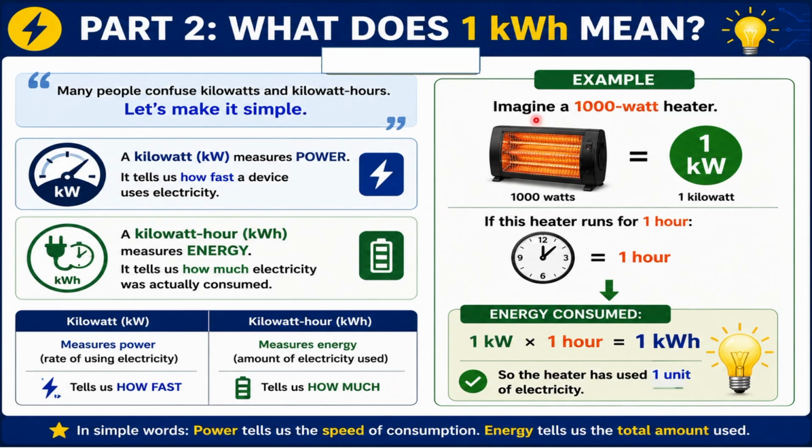So this is an example. Imagine we have a 1000 watt heater. Remember, we divide the amount by 1000 to have it in kilowatt. So 1000 watt divided by 1000 gives us 1 kilowatt. If this heater runs for 1 hour, what is the energy? We take the power, which is 1 kilowatt, multiplied by the time, which is 1 hour. You will realize that it consumes 1 kilowatt hour of energy. So the heater has used 1 unit of electricity. In simple words, again, power tells us the speed of consumption, while energy tells us the total amount used.